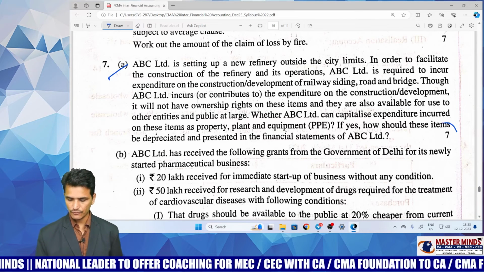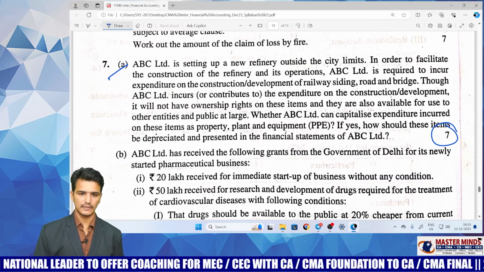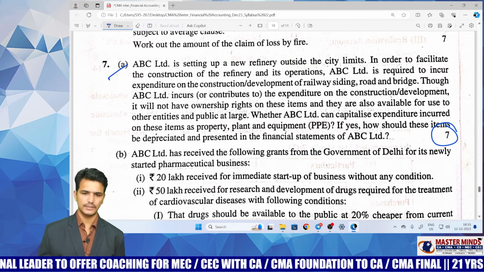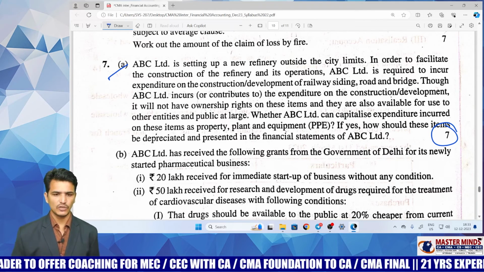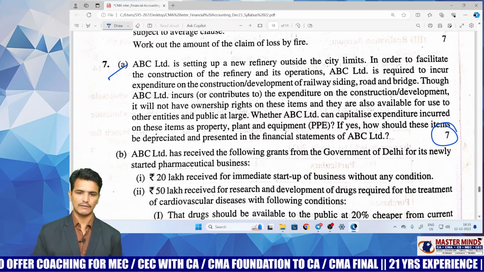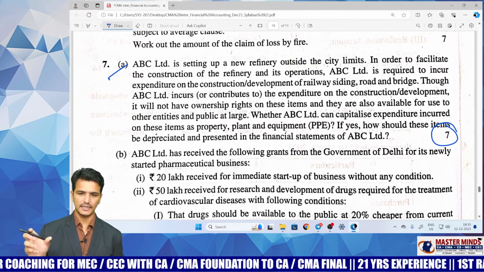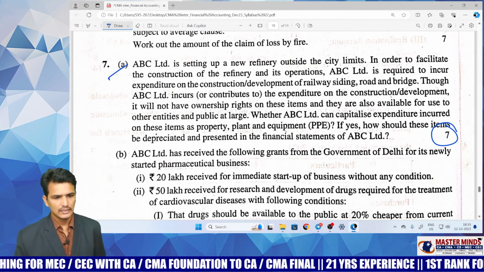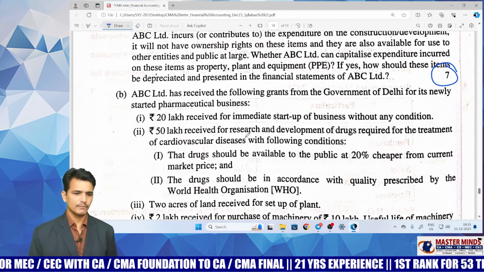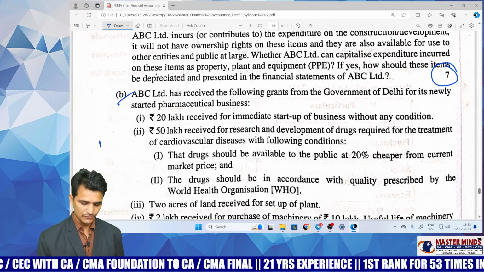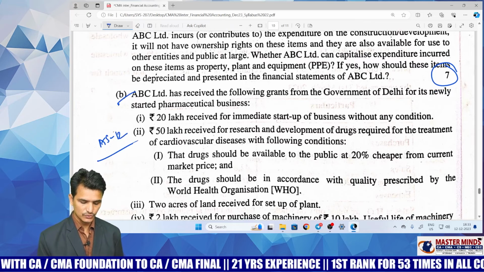Actually these kind of questions are not covered in the institute source material, either MTPs or study material. So you can answer this question only if you have some clarity over the recognition criteria of AS10. Next, question number 7b, which is related to AS12, that is treatment of government grants.